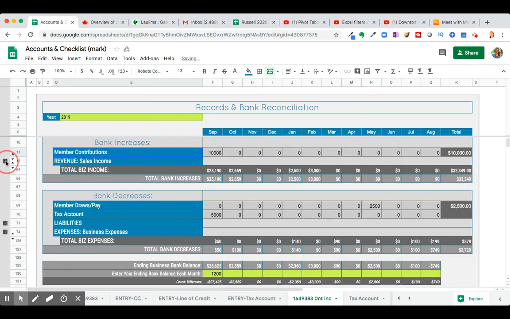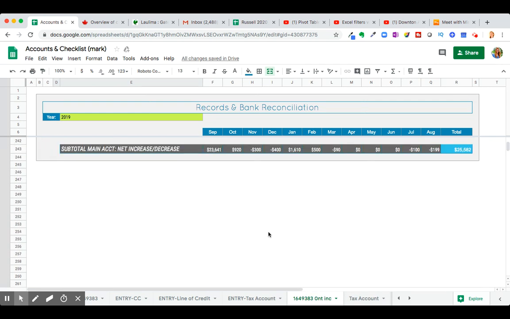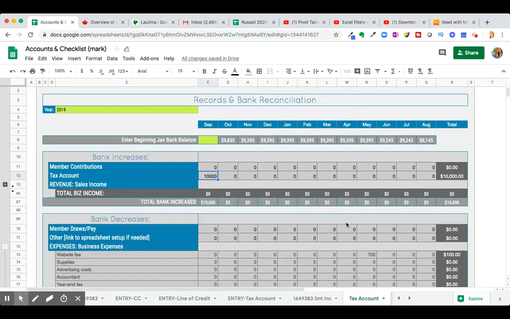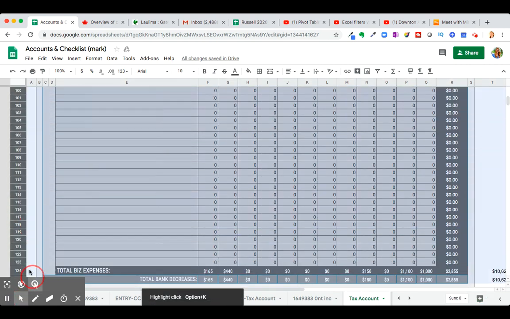What you want to do for the end of September, this bank reconciliation sheet for both your main account, your credit cards, which are down here, your credit card and your line of credit, as well as your tax account. This one has no credit. I'm just going to hide these rows up for you so it's all ready to go.